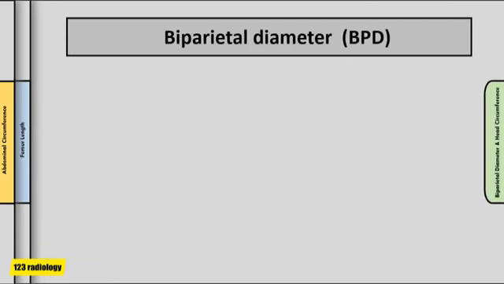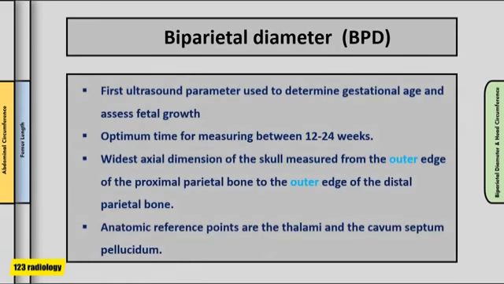Head measurements include biparietal diameter and head circumference. Biparietal diameter was the first ultrasound parameter used to determine gestational age and assess fetal growth. The optimum time for measuring this diameter is between gestation weeks 12 and 24. Biparietal diameter is the widest axial dimension of the skull, measured from the outer edge of the proximal parietal bone to the outer edge of the distal parietal bone. The anatomic reference points are the thalami and the cavum septum pellucidum.